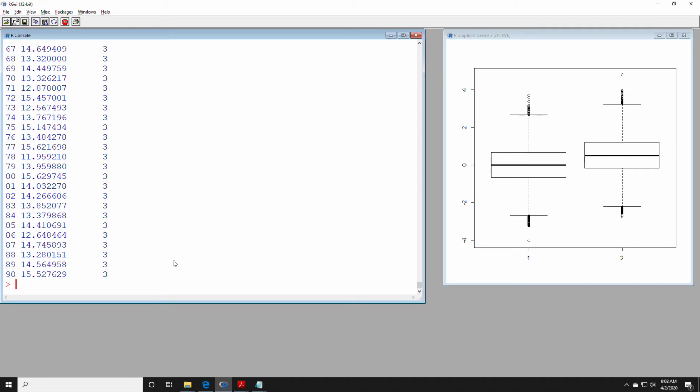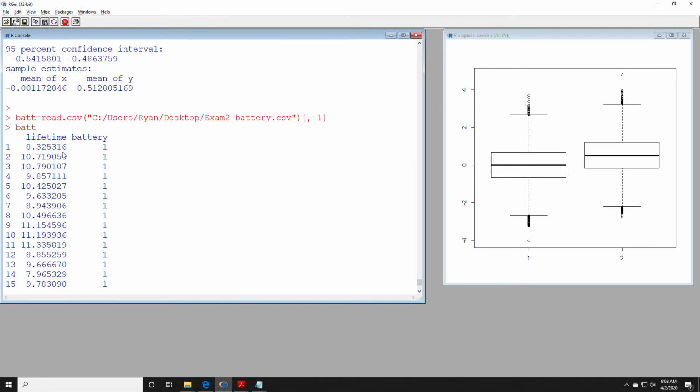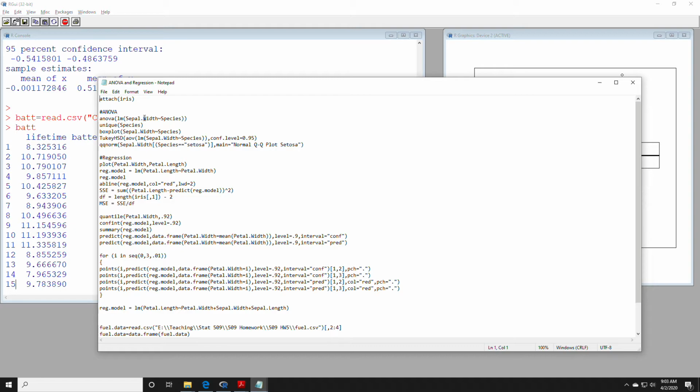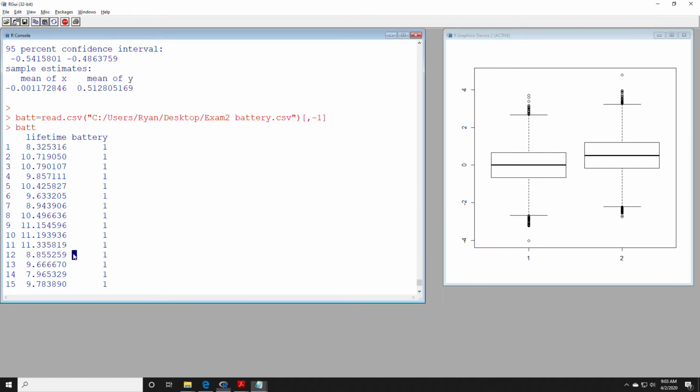Let's see what this looks like. Okay, so we have 90 observations. We can see this 30 is from battery 3, this 30 is from battery 2, and this 30 is from battery 1, right? And we have the lifetimes here and the battery types here. So this is an ANOVA problem, and we need this line.